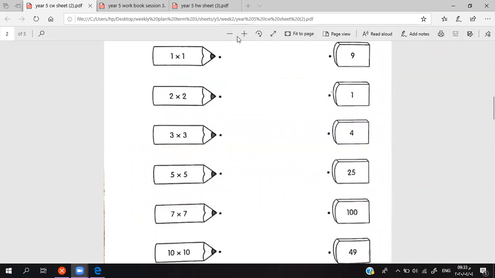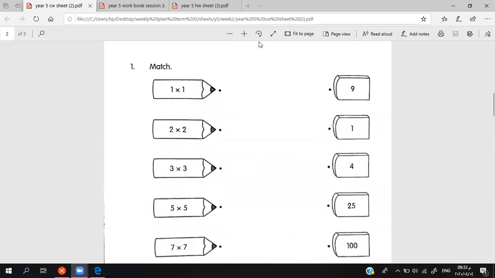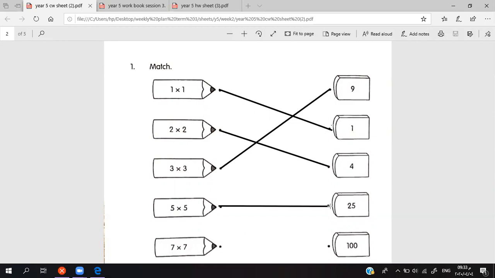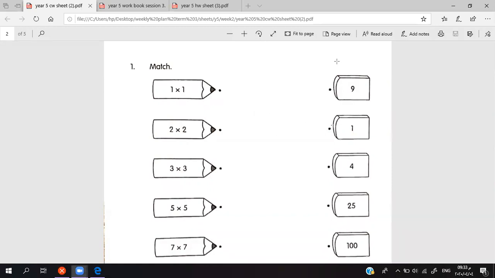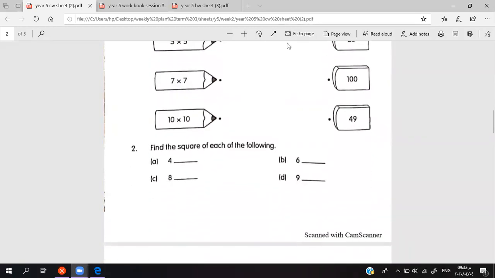It's very easy. It's a match. 1 times 1 definitely gives you a 1. 2 times 2 definitely gives you a 4. 3 times 3 gives you a 9. 5 times 5 gives you a 25. Okay. And then I'm going to go down. 7 by 7 is going to give you 49. And 10 by 10 is going to give you 100. These are square numbers.